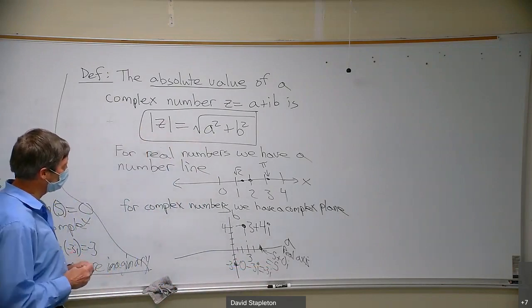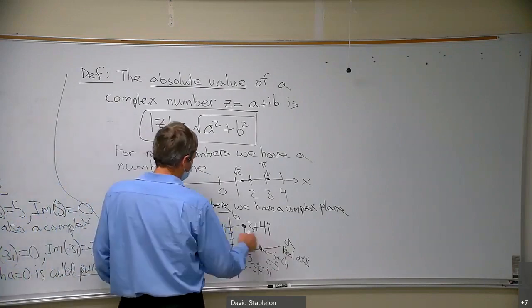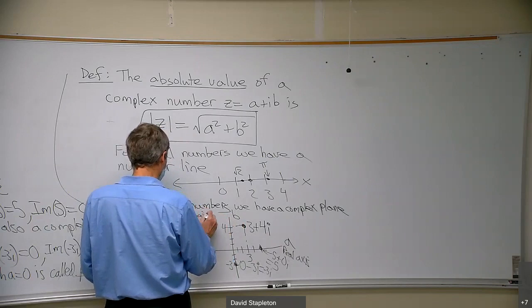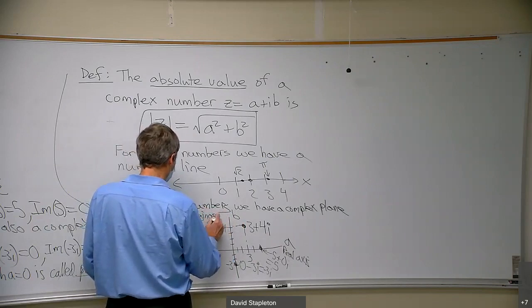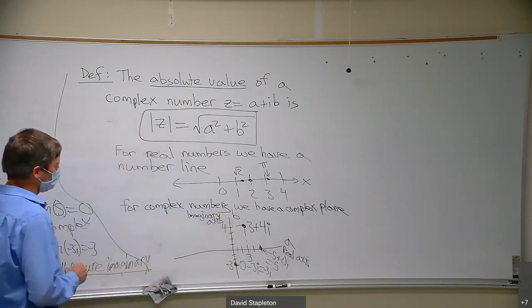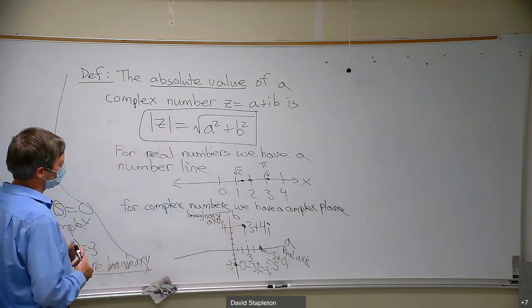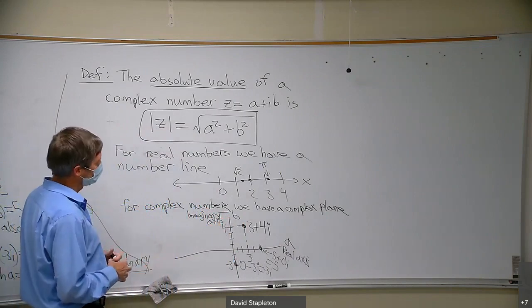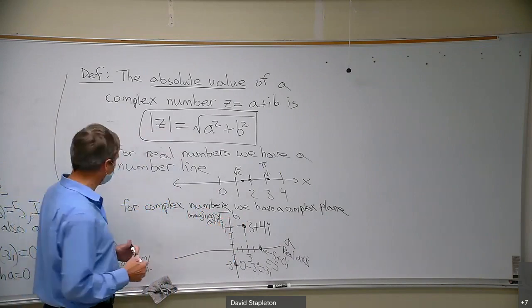You plot it in the complex plane. This is the real axis. Since this is the imaginary part, we can call this the imaginary axis. And now we can plot all complex numbers, just like we can plot all real numbers. We just need a plane instead of a line. And now here's where the absolute value comes in.